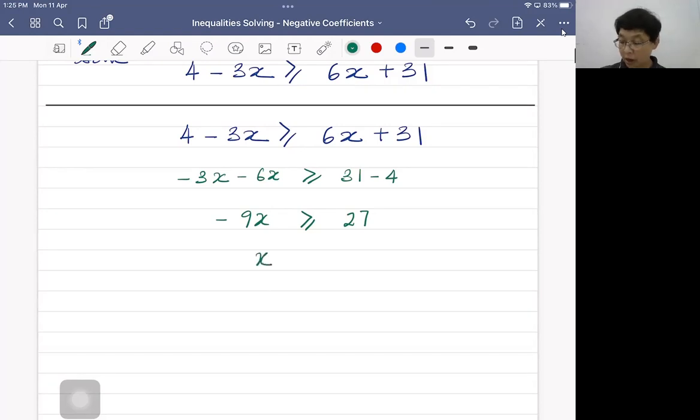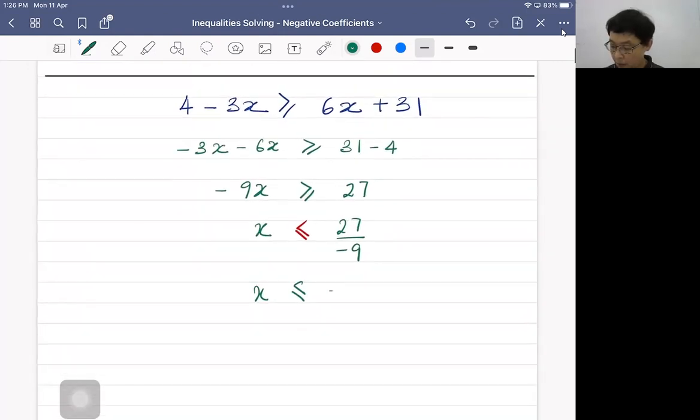Now this is the dramatic moment when you divide by -9 both sides. Okay, this is when you want to flip the sign and then divide by minus 9. Now x must be any number that is equal to or less than minus 3.